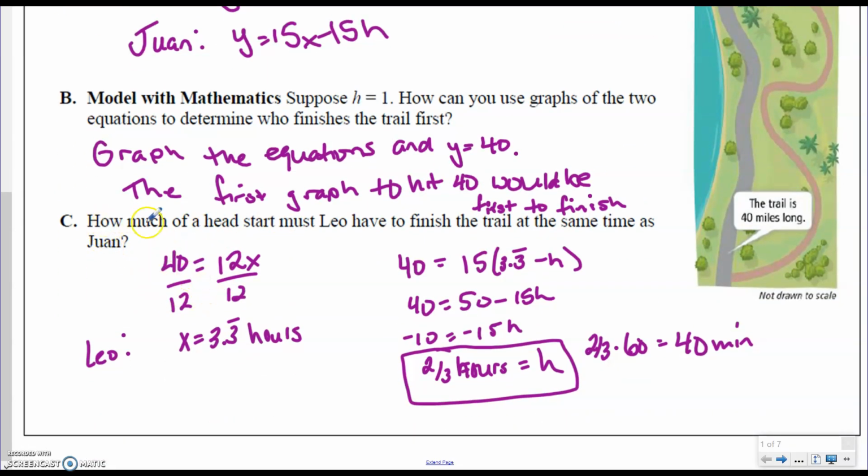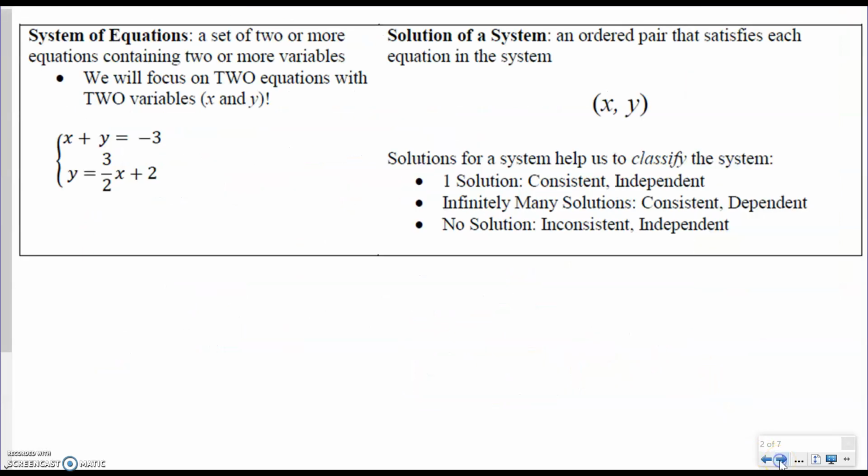And then how much of a head start must Leo have to finish the trail at the same time as Juan? Well, if Leo's going at 12 miles an hour, we can figure out that it's going to take him 3.3 hours, which is about 3 hours and 20 minutes. So if I plug that in for my time here to figure out what the h is, and distribute and solve, I find that it's 0.6 repeating hours, which is 2/3 of an hour, or 40 minutes. So if Leo had a 40-minute head start, he would finish at the same time as Juan.